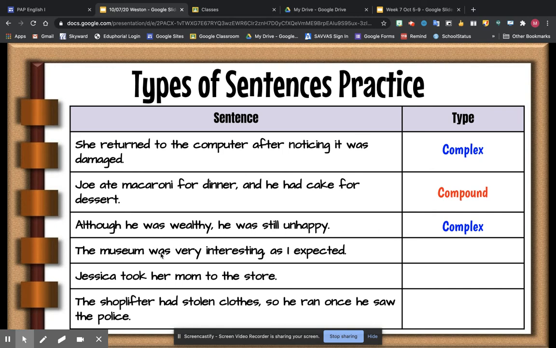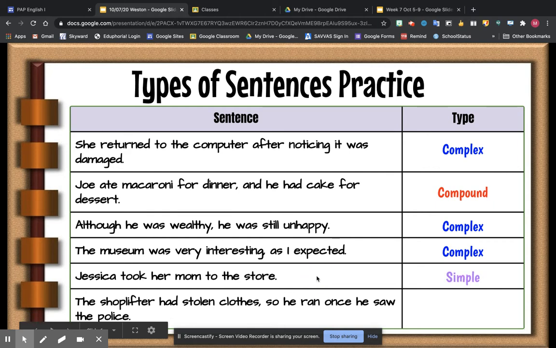The museum was very interesting as I expected. As is a subordinating conjunction, and there's our dependent clause with our independent clause at the beginning, and that's complex. Jessica took her mom to the store. What's the action? Took. Who or what took? Jessica, and we have a simple sentence. The shoplifter had stolen clothes, so he ran once he saw the police. All right, we have a comma and a coordinating conjunction, and we have a compound sentence.